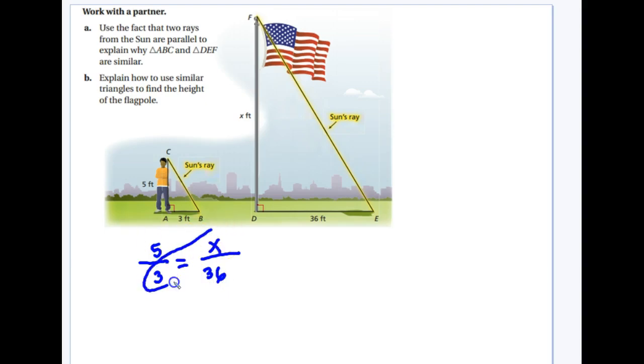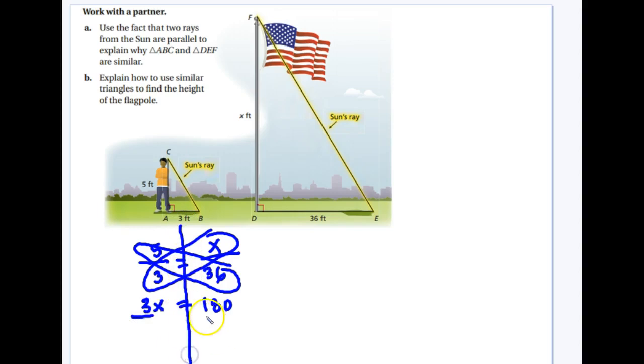And then I'm going to do my cross multiplying. So I'm going to get 3x is equal to 5 times 36. And that's going to be 180, right? Because 5 times 3 is 15, that's 150. 6 times 5 is 30, that's 30. And then we're going to divide both sides by 3 to get x all by itself. And that's going to tell me the height of my flagpole.